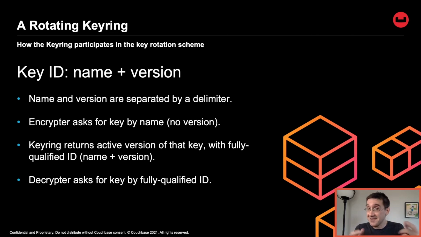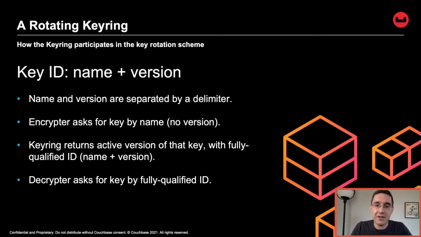The encryptor writes that fully qualified name into the JSON, and then when the decryptor decrypts it, it looks at that fully qualified key, hands it to the keyring, and says, hey keyring, give me this key. The keyring looks at it and says, that's a fully qualified name, you sure do know what you want. So it'll return that specific version of the key that the decryptor asked for.